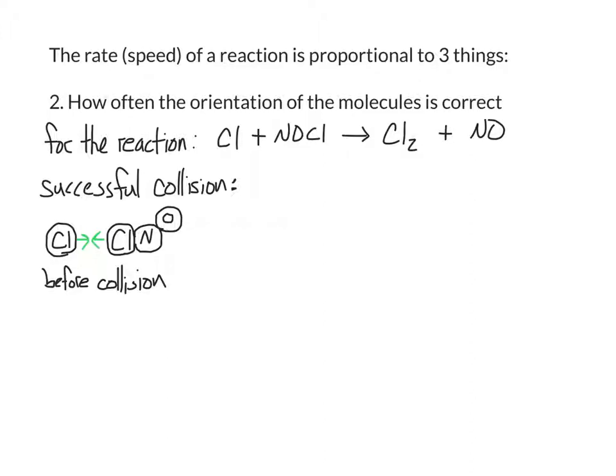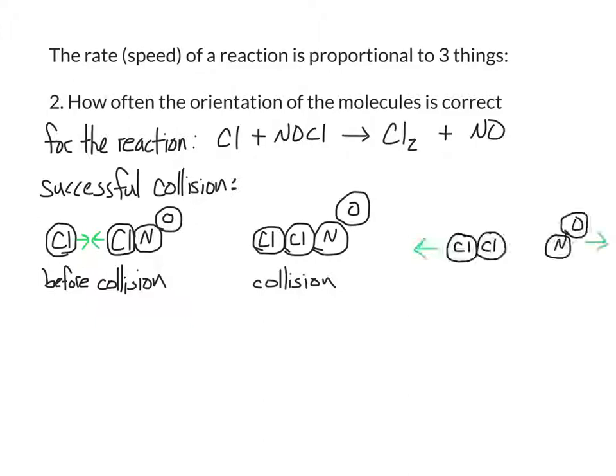Here I've drawn the actual collision where the two chlorine atoms are actually touching each other. And in this final state, this is after the collision. So a bond has been formed between the two chlorine atoms, and the bond between the chlorine atom and the nitrogen atom has been broken, and the two species are now drifting away as indicated by these arrows.